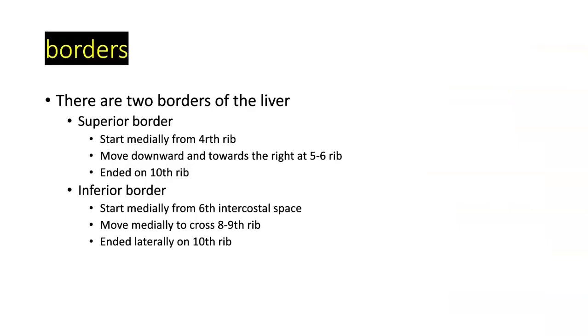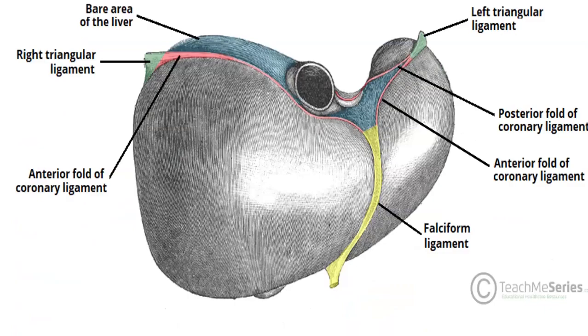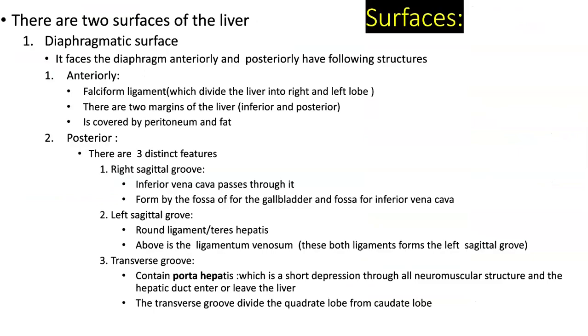There are two borders of the liver, the superior border and the inferior border. The superior border starts medially from the fourth rib, moves downward and toward the right at the 5th and 6th rib, and ends on the 10th rib. The inferior border starts medially from the 6th intercostal space and moves to cross the 8th and 9th rib and ends laterally on the 10th rib. So this is the liver: the right lobe, the left lobe, the falciform ligament, and this is the bare area.